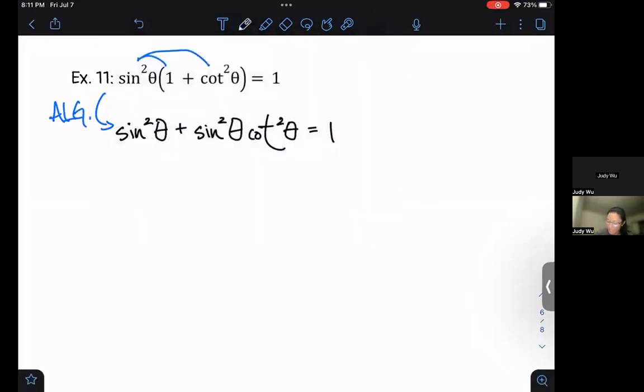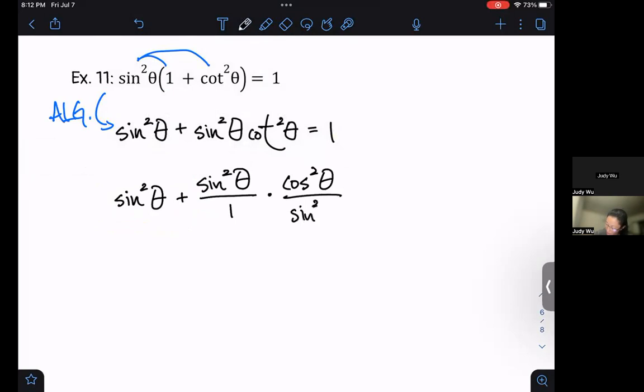Now, my next step would be to say, let's turn everything into sines and cosines, right? So this is fine, but this I have to change, right? So sine squared theta plus sine squared theta over 1 times, right? And I'm doing the over 1 so that I can sort of prepare for the idea that cotangent squared is going to be a fraction. And in fact, it's going to be cotangent squared theta. Oh, no. It's going to be cosine squared theta over sine squared theta.